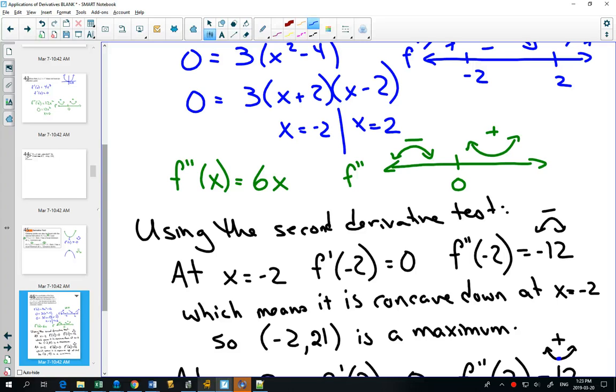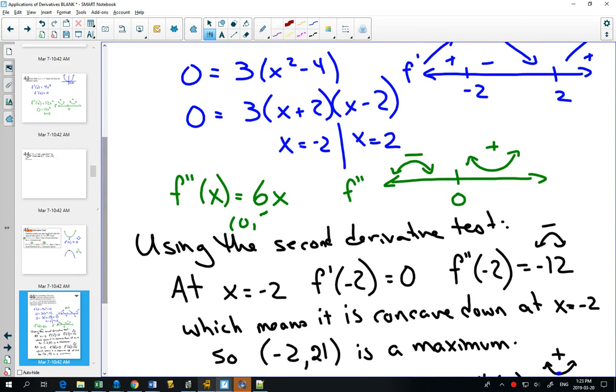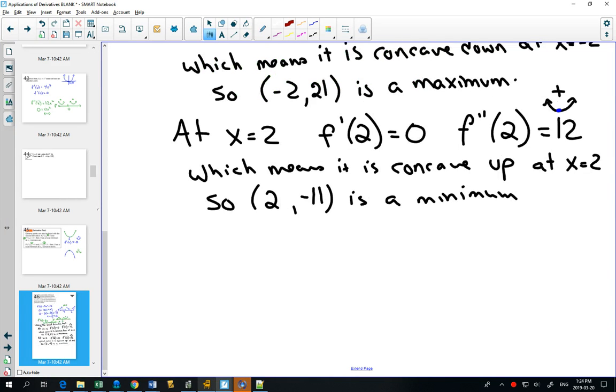So what does this mean? This means that at 0 comma, if I plug that back into my original equation, 0 comma 5 is an inflection point. So now I can draw a very accurate sketch of everything we've had so far. We've got -2 comma 21. We've got 0 comma 5. That was my inflection point.